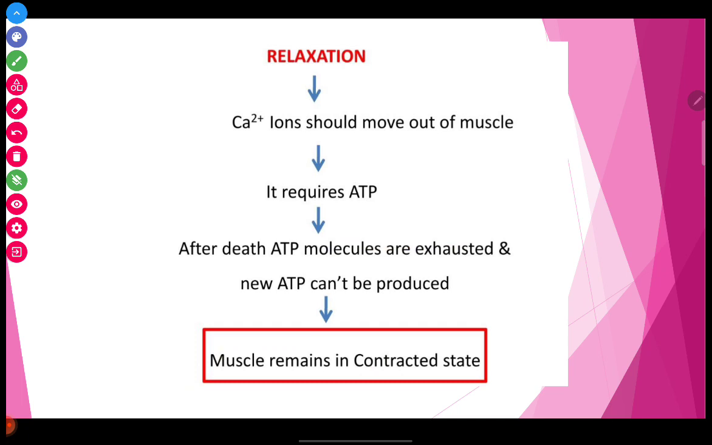Now for muscle relaxation, calcium ions should be moved out of the muscle and it requires ATP because calcium ATPase is the pump which pumps back the calcium ions into the sarcoplasmic reticulum. After death, there is no ATP remaining and no new ATP can be formed. So the muscle remains in a contracted state.